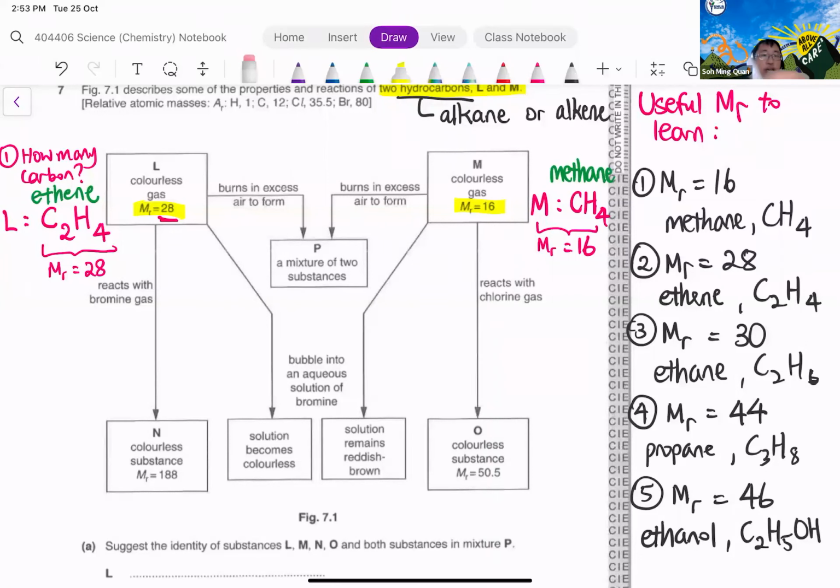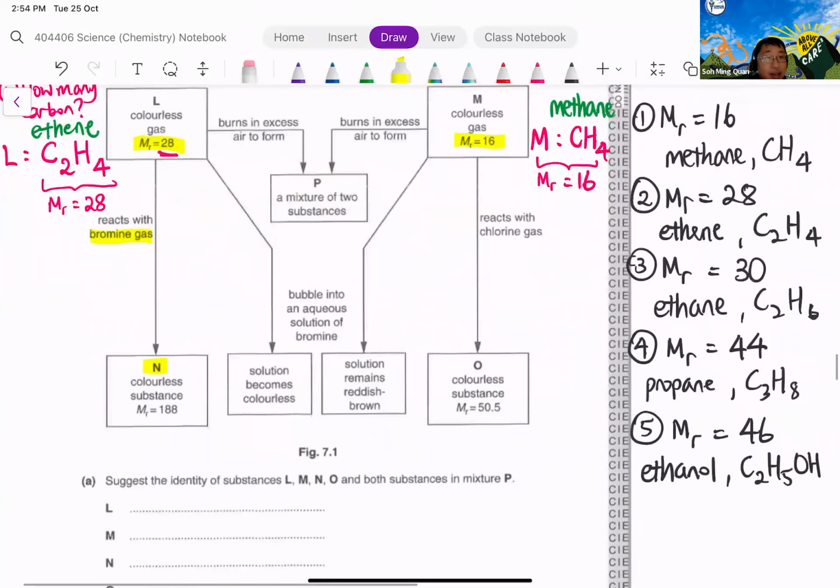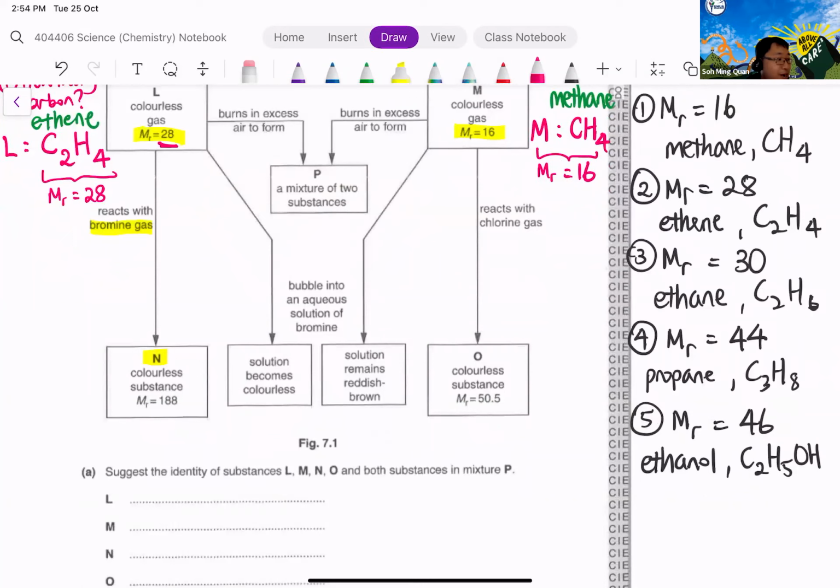Now let's go through reaction by reaction. So let's go in the order that is given to us. So let's start with N. N comes from L, C2H4, right? N comes from L. When L reacts with bromine, alkenes react with bromine. What kind of reaction is this? If you know that it's alkene, it must be an addition reaction, because alkenes undergo addition, right? So what is N? N must be addition.